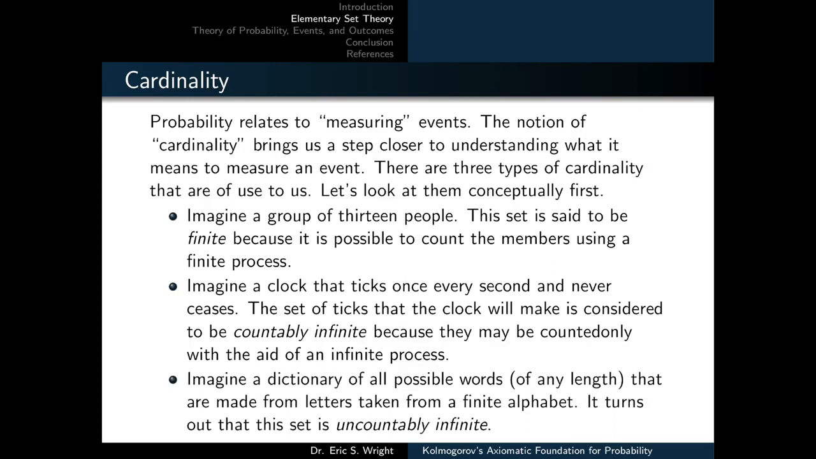Now imagine a dictionary of all possible words of any length that are made out of letters taken from a finite alphabet. It turns out that this set is uncountably infinite. What that means is that it would be impossible to count all of the words in the dictionary, even with the aid of an infinite process. There would be no way to associate a unique counting number with each and every word in that dictionary. In that sense, we could hatch a concept that there are strictly more words in this imaginary dictionary than anything that we could count.